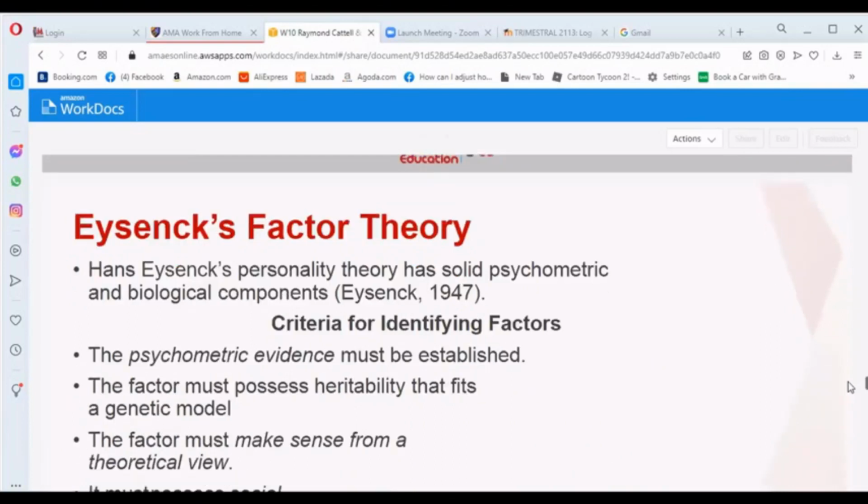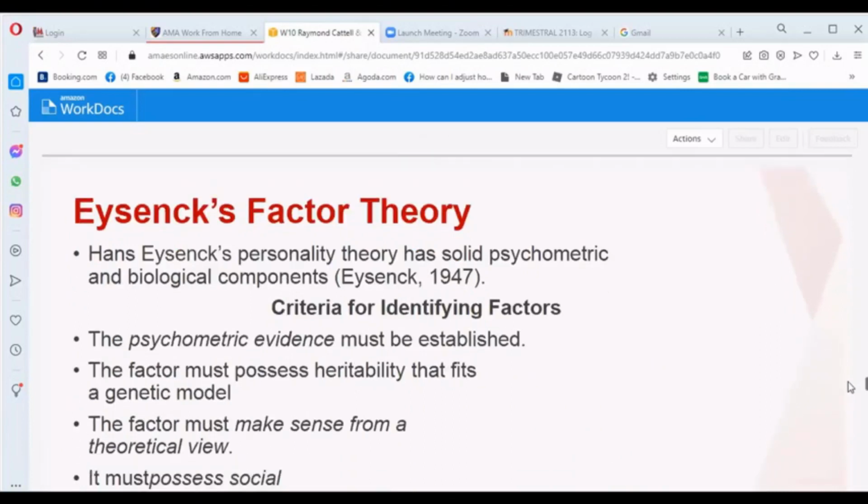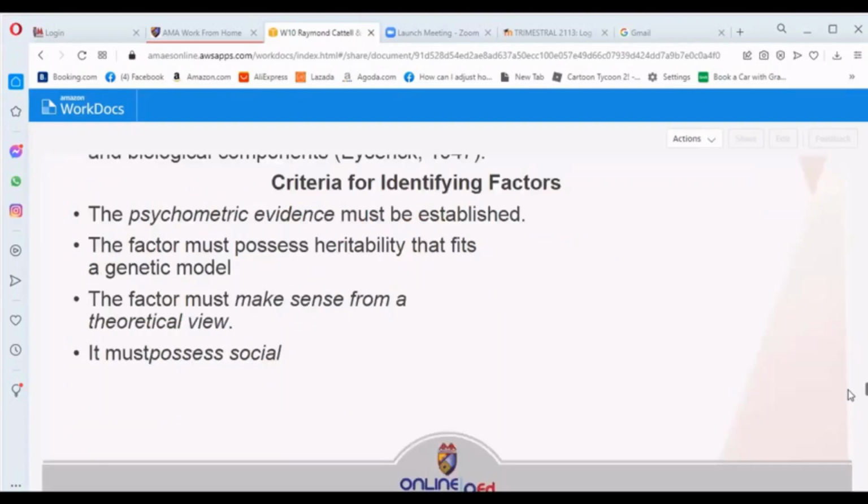So we have what we call the Eysenck factor theory. Under this theory, personality has solid psychometric and biological components. For the criteria for identifying these factors, number 1, the psychometric evidence must be established. Second, the factor must possess heritability that fits a genetic model. Third, the factor must make sense from a theoretical view, and it must possess social relevance.